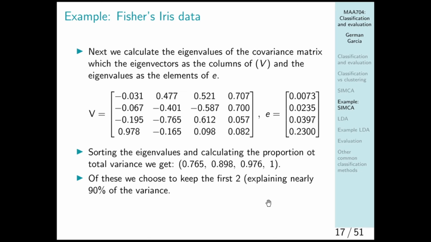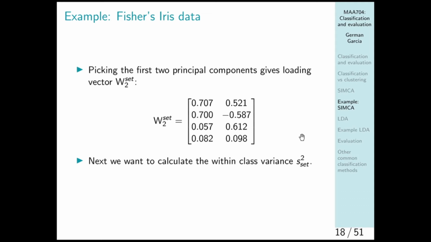Ideally, we would want to keep 3, but since by keeping 2 we already have almost 90% of the variance explained, we're going to keep only 2. So vectors 3 and 2: the third eigenvector and the second eigenvector. So we pick up the 2 principal components and we get this loading vector here.